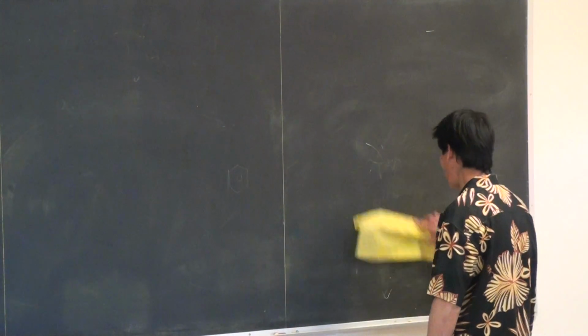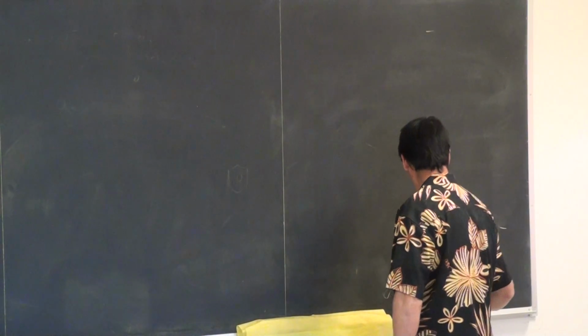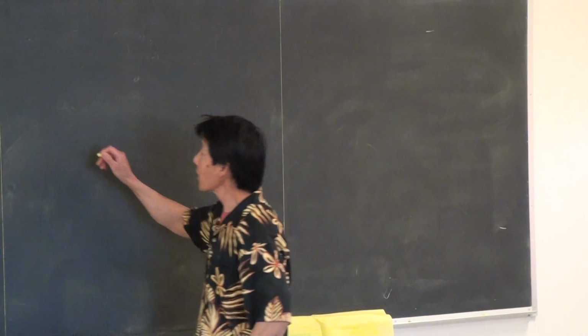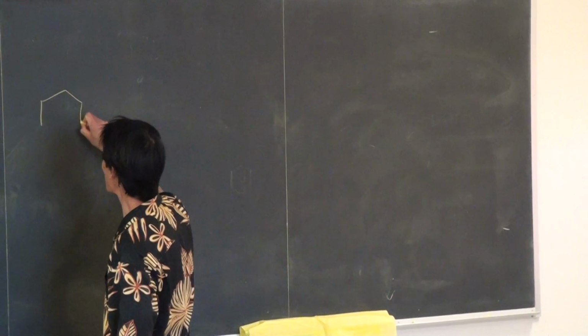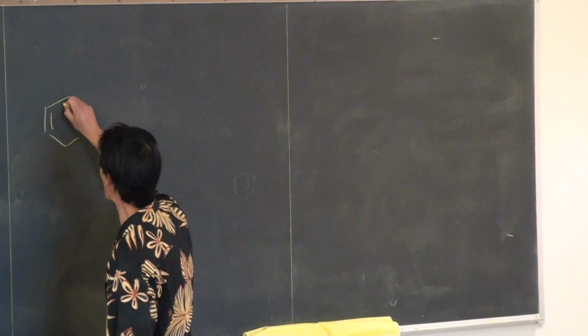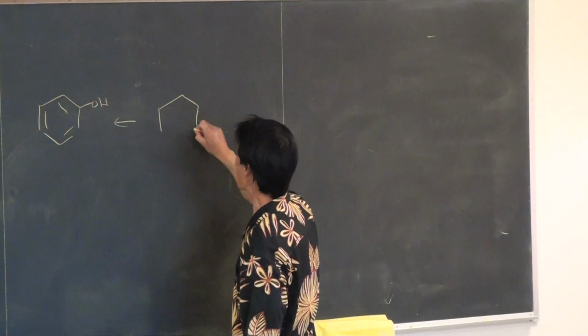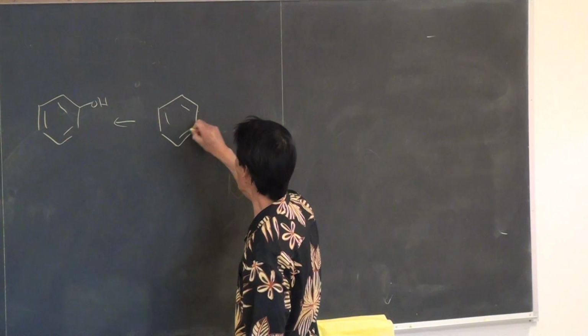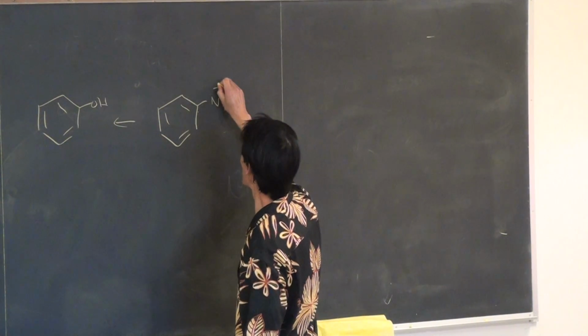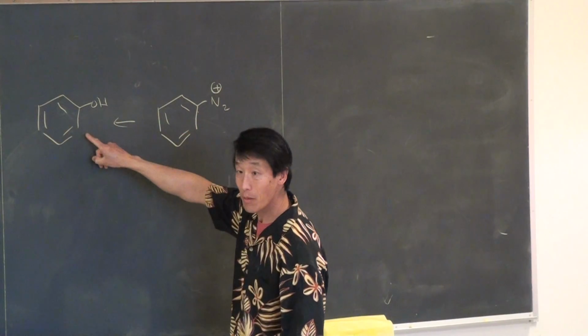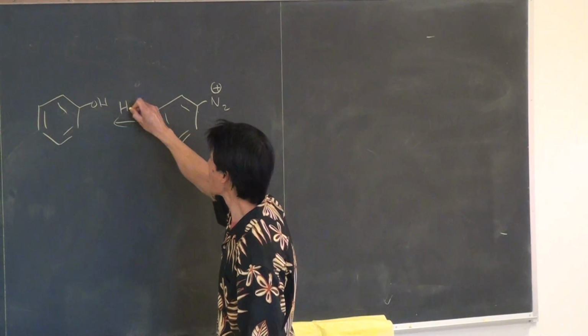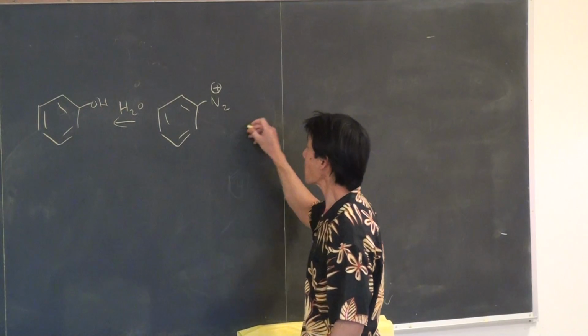Okay, so remember, to make phenol, you can do this reaction. To make phenol, we use that aryl diazonium ion. Remember that? So how do you go from here to there? Water. Then can you make this from benzene?